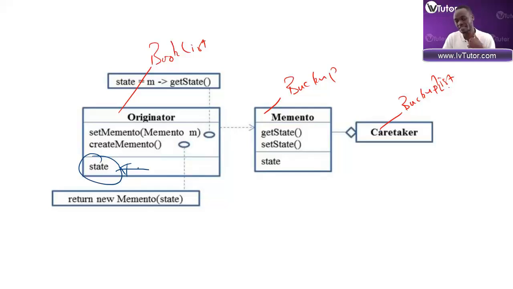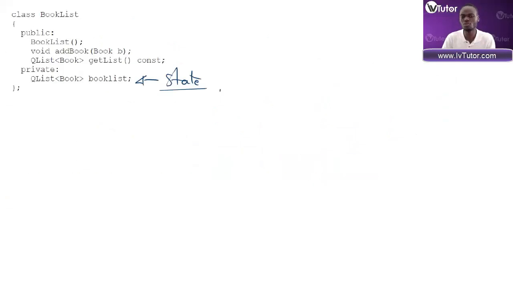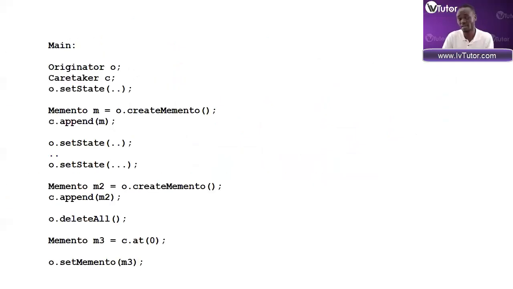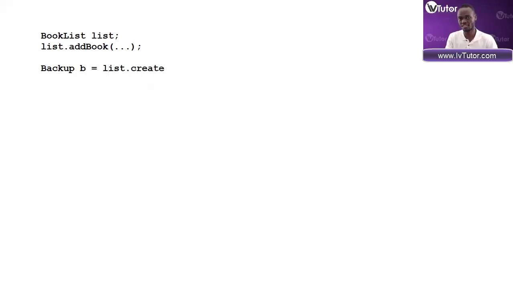And if we go through the same illustration that we did, how would you use these 3 classes together? It would look something like this, right? You would say, I have an instance of a book list, and you can add a new book. Maybe you add a new book here and things happen. And then you can say, I want to back up my book list. So you create an instance of a backup, which is your memento. Let's call this one B. And then you can go list dot create backup.